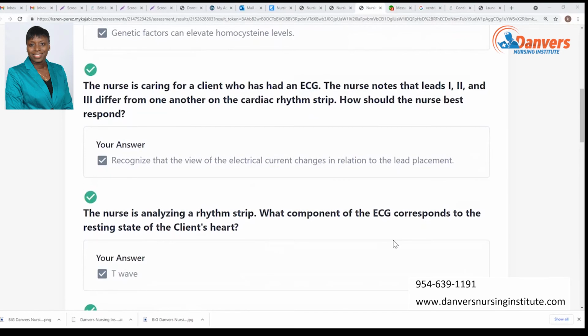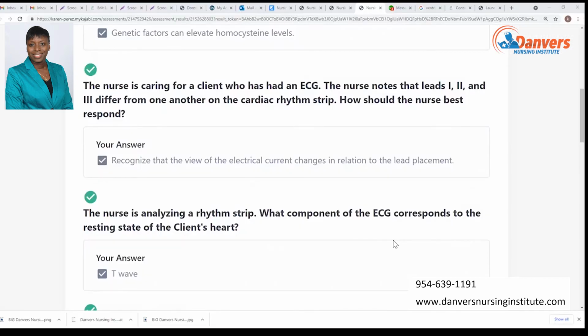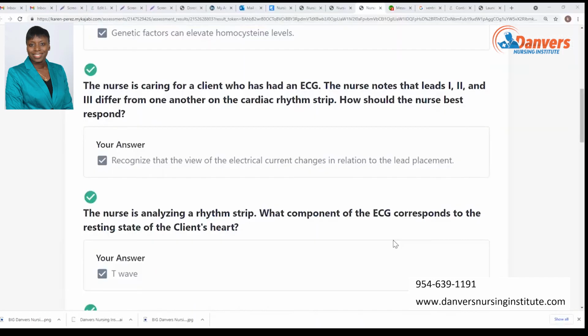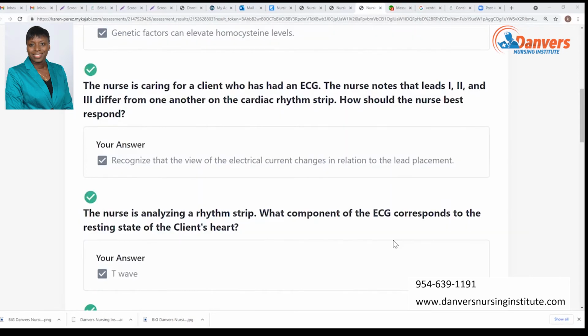So the next question: a nurse is caring for a client who had an ECG. The nurse notes that lead 1, 2, and 3 differ from one another on the cardiac strip. How should the nurse best describe this phenomenon? So first thing you want to know is that lead 1 and lead 2 are actually called bipolar leads, or they can be called limb leads. What it does is look at the heart from a different angle. So when you look at something at a different angle, you get a different view. So you're going to see that the EKG strips are going to look a little bit different with lead 1, 2, and 3.